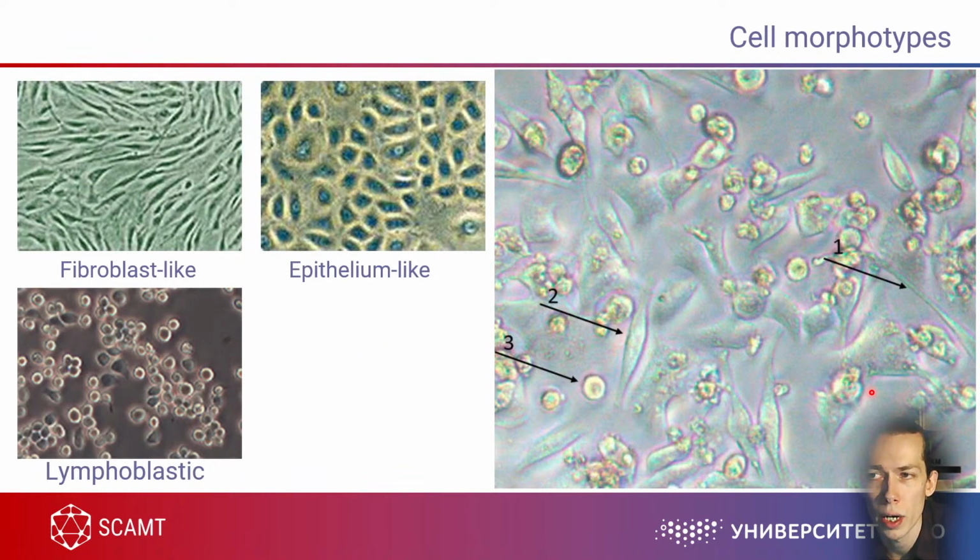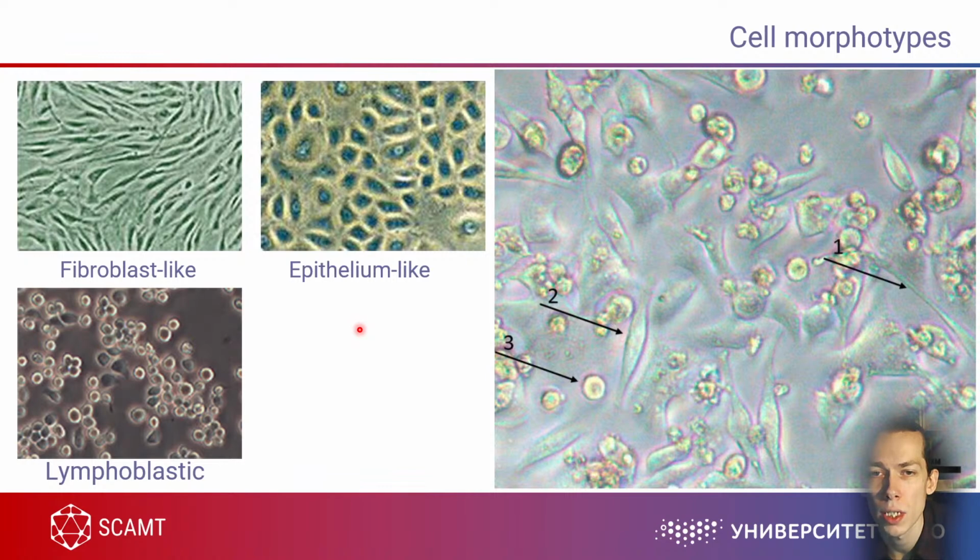That's why cell morphology really matters, because when you're working in a lab with cell cultures, you usually see cell cultures as something like this. It's single cells on some substrate, usually a petri dish or culture flask, and these cells can be of different morphologies. It can be fibroblast-like cells with very elongated shapes, epithelium-like cells with some uneven shapes, and lymphoblastic cells looking like spheres.